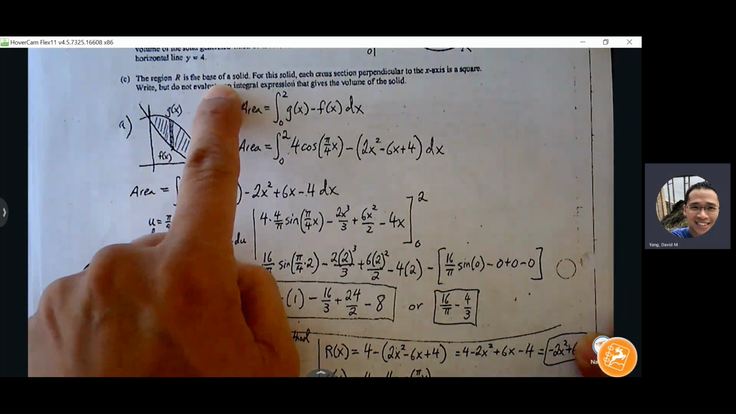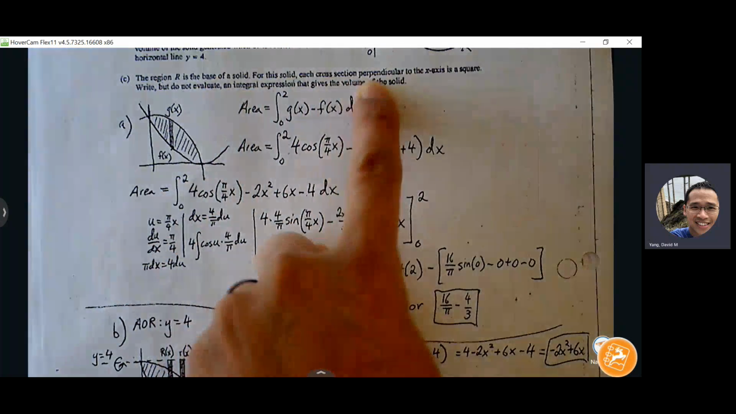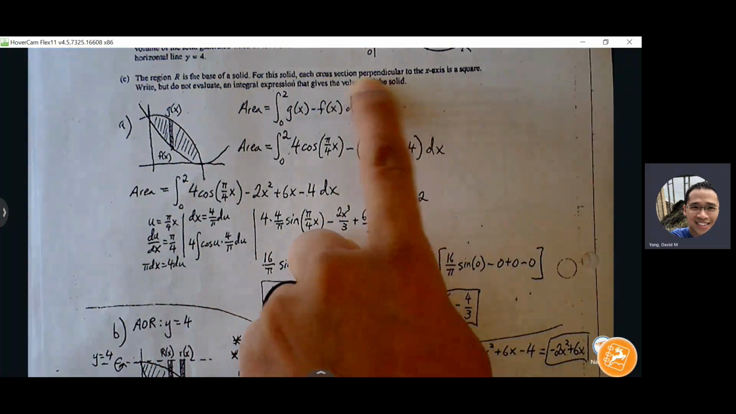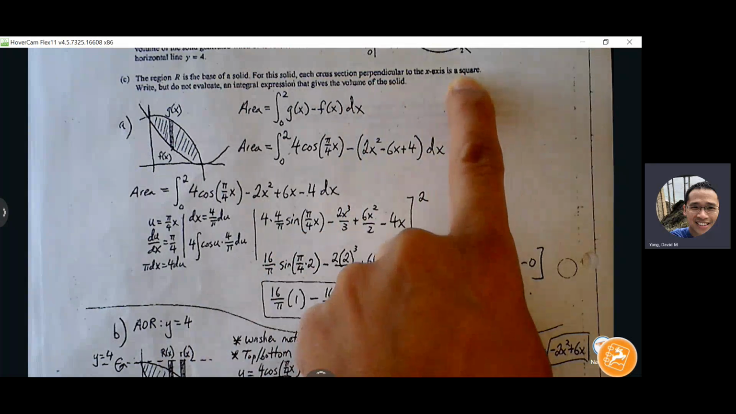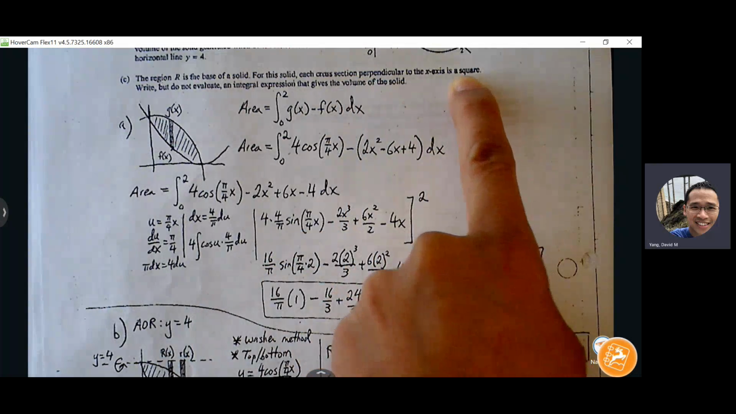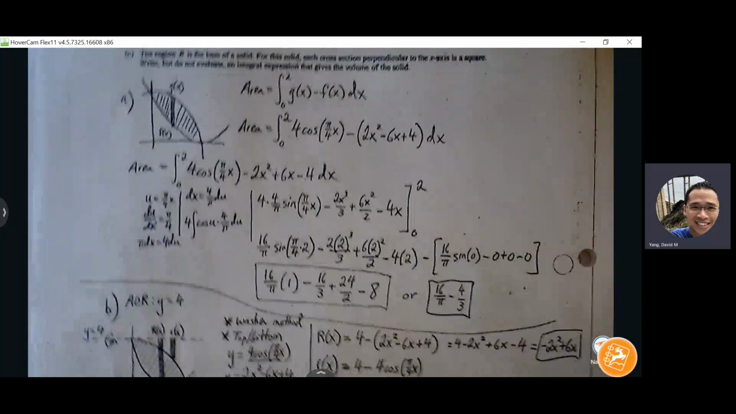The region R is the base of a solid. For this base, each cross section is perpendicular to the x-axis. So we know which direction to draw our baseline. And then the shape that we want to build is a square. And then write, but do not evaluate, an expression that gives the volume of the solid.